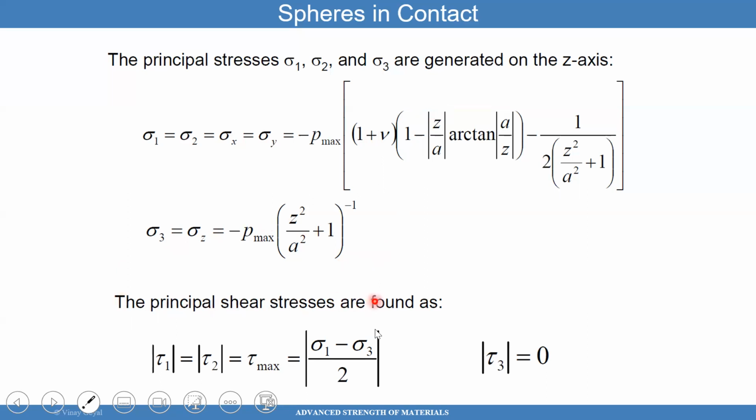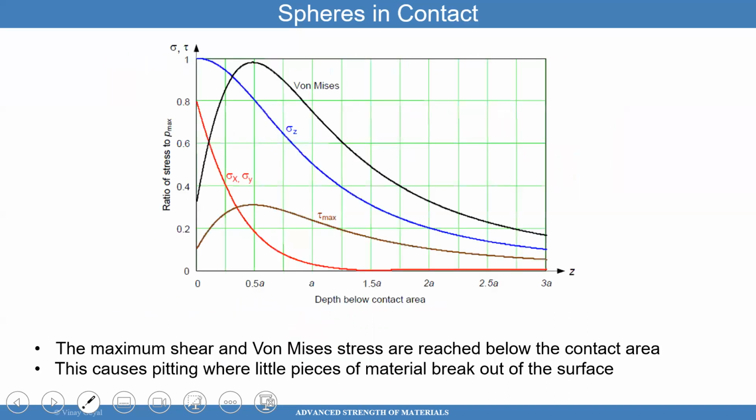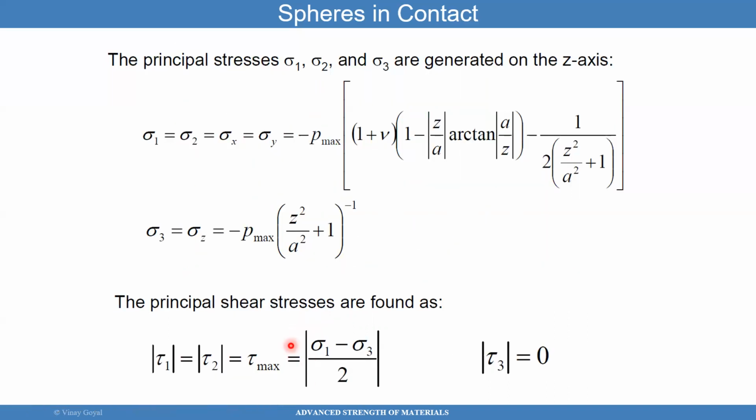The principal shear stress, as we've discussed in many lectures now, is the highest principal stress minus the smallest principal stress, divided by 2. The absolute value of that is the maximum shear. So I'm going to pause right there.